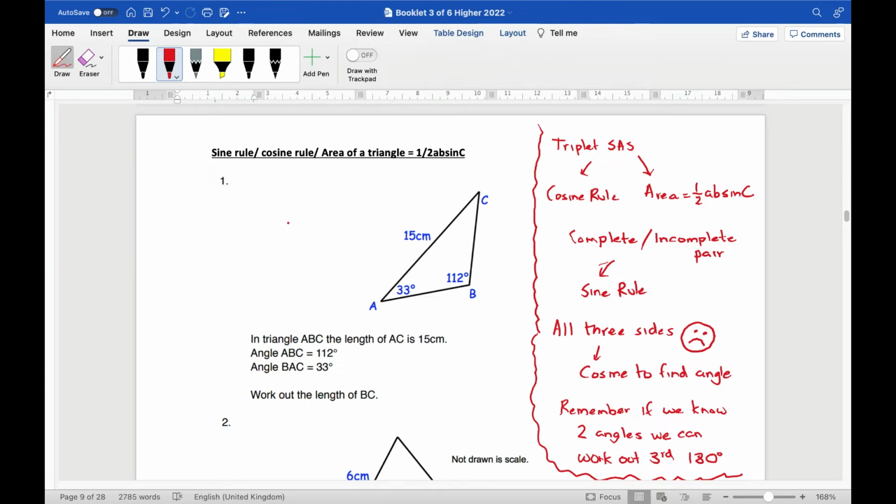So if we have an SAS triplet, in other words, a side, angle, and side given to us, that sort of triplet there, okay? There are 2 things it can ask us for.